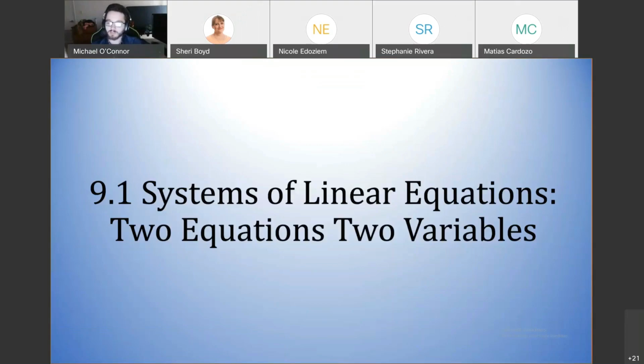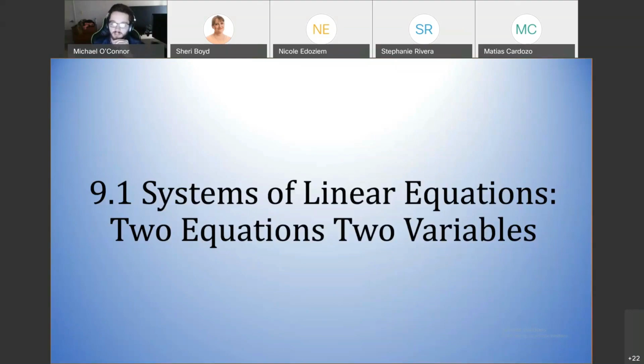Linear equations, and we're going to be learning how to solve systems of linear equations with two equations and two variables. And then we're also going to learn how to solve systems of linear equations with three equations and three variables. So like I said, if you have any questions, don't be afraid to interrupt me and just come in and ask. I don't mind at all.